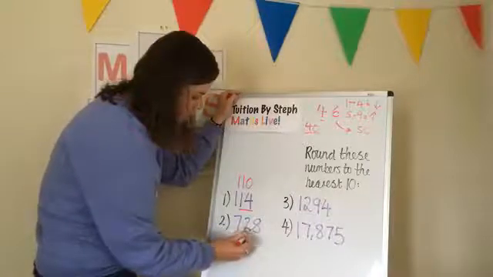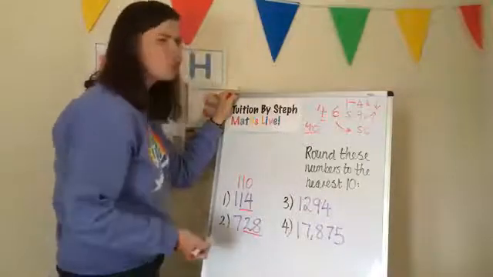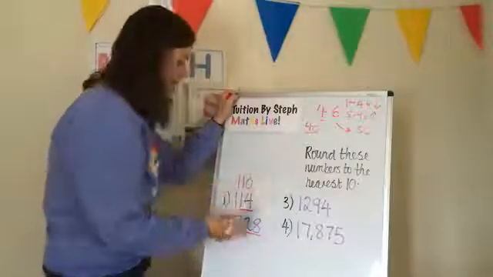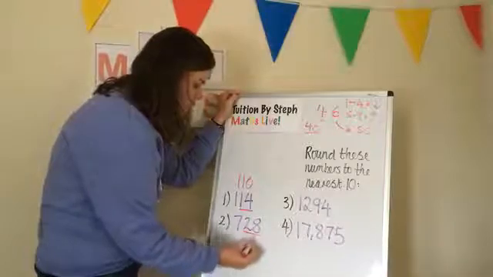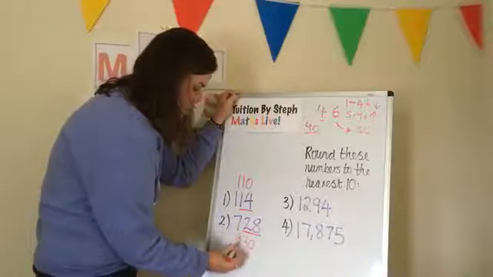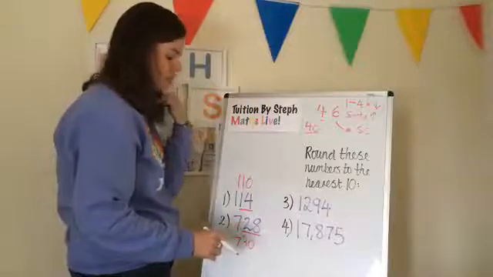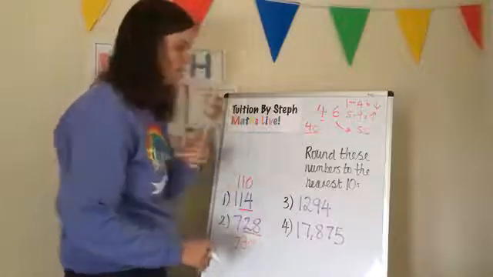Number 2, 728. Right, let's focus on the tens and the ones. 28 to the nearest 10. Because it's an 8, we need to round up. So it is 30. But don't forget the 700 that's also in that number. So 728 to the nearest 10 is 730.